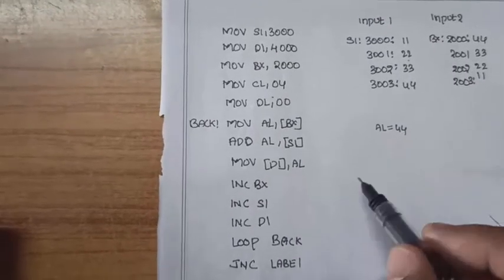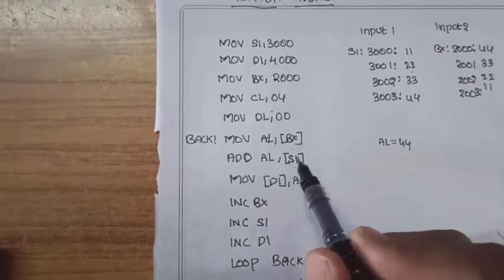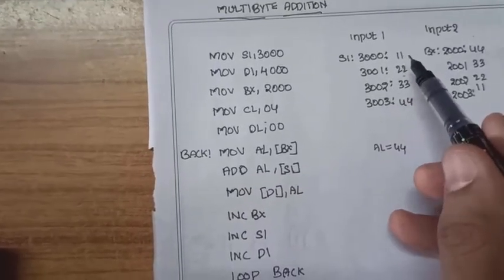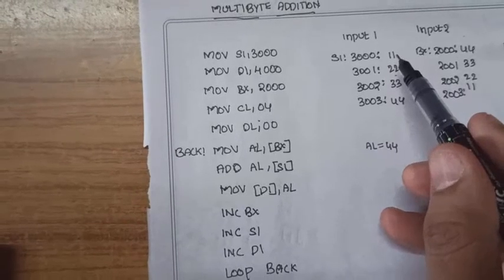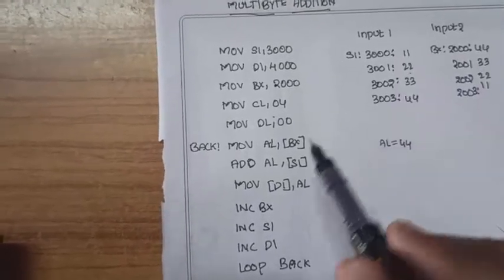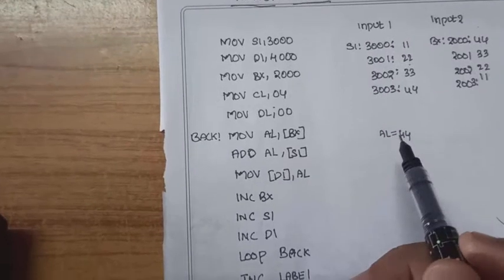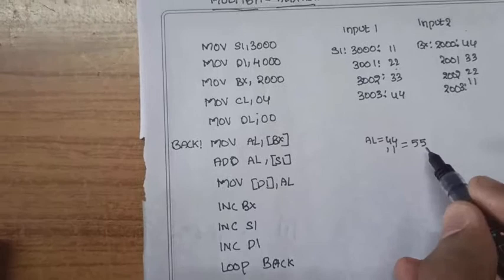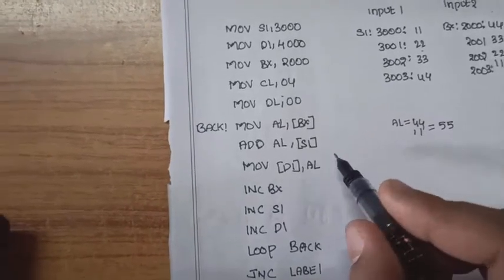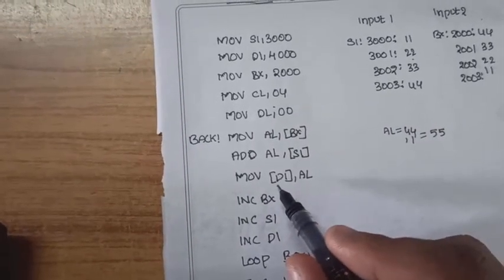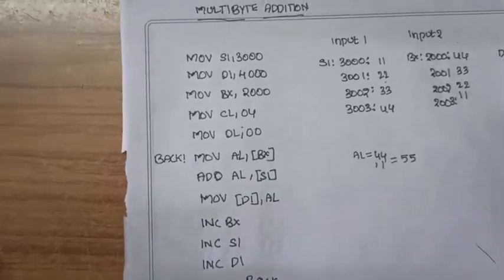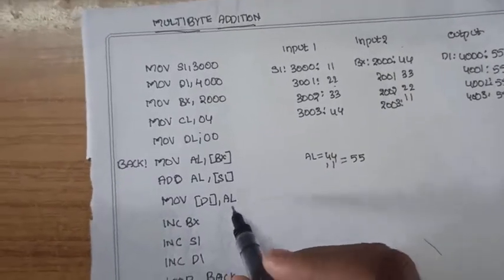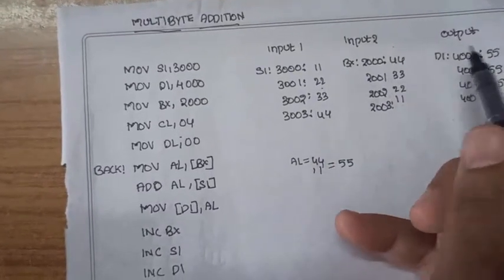After that we perform the addition operation between AL and [SI]. What is SI? It is the first input. It has 3000, and 11 is the data available in location 3000. This 11 gets added with AL and the result is stored in AL. When 11 gets added, the data will be 55. After performing addition, this 55 is loaded into the output location, which is DI. After this, location 4000 will be loaded with 55, with MOV [DI], AL. Now one byte of each input is added and one output is produced.